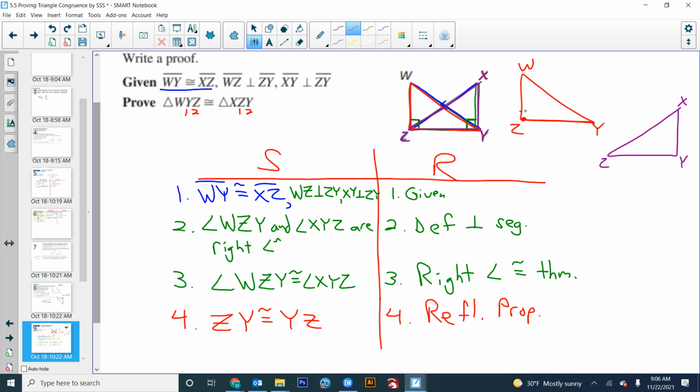Let's see what we have so far. We have that and that. We have that and that. And we have that and that. Oh, look. It's a right triangle. We have a pair of congruent legs. Always good to have a pair of legs congruent.